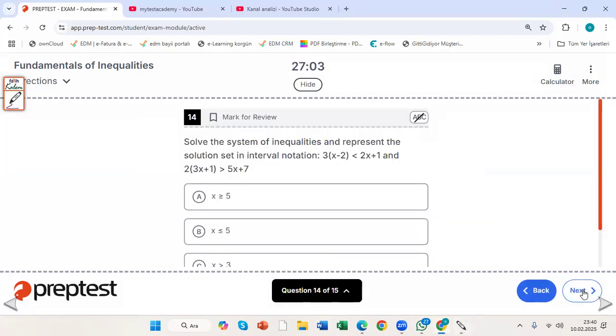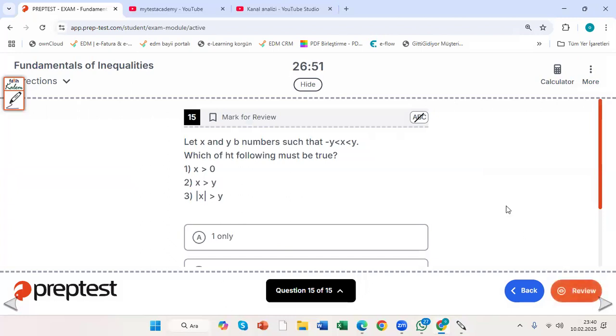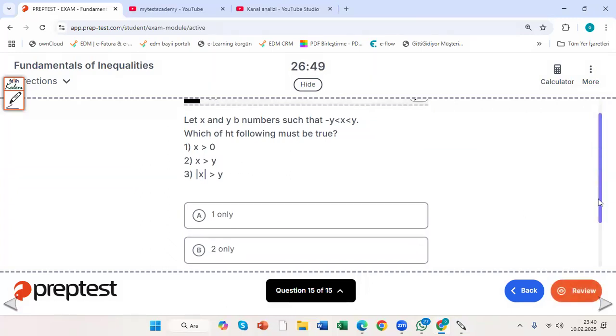Solve the system of inequalities and represent the solution set in interval notation. Okay, by the same method, you are going to find the solution once again. It is also your homework. You can check it. Same type of question.